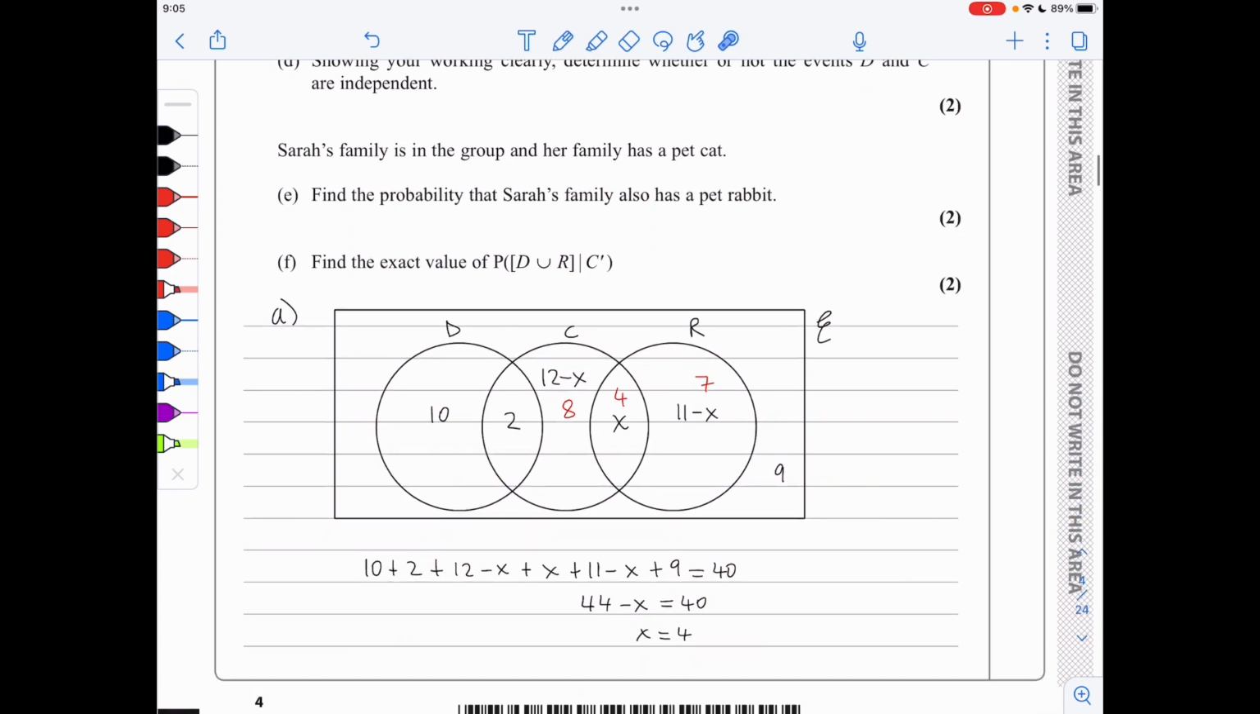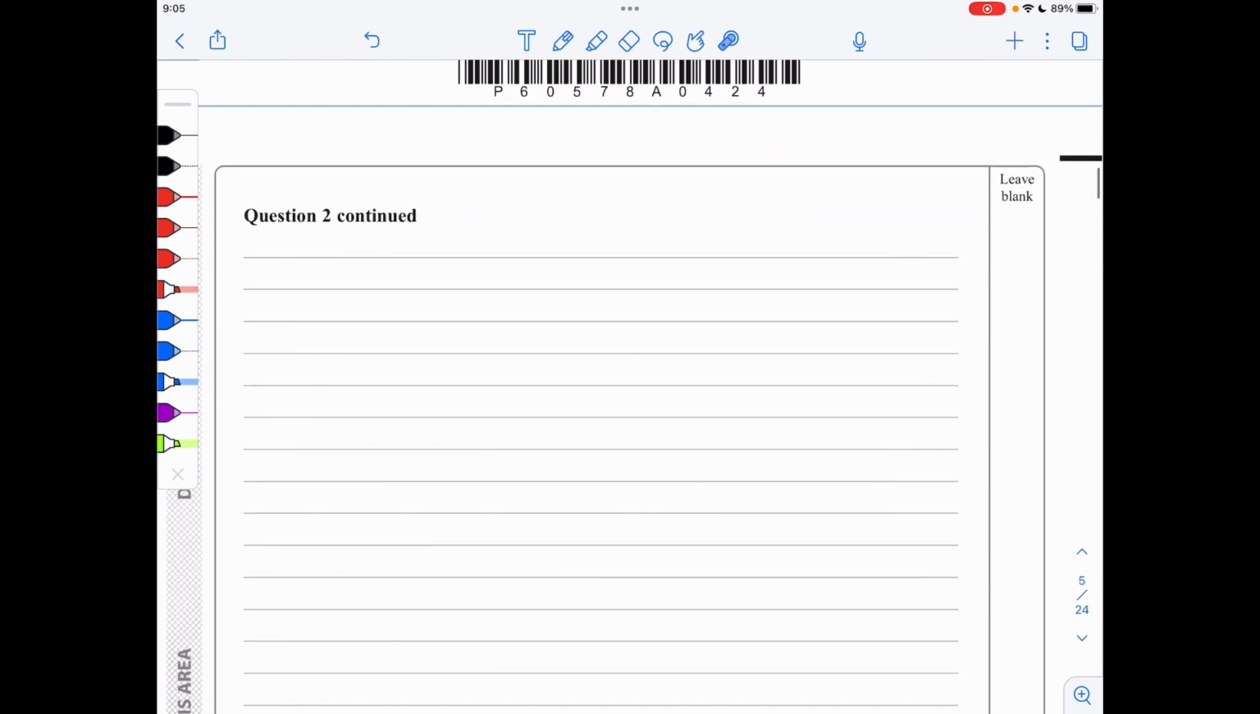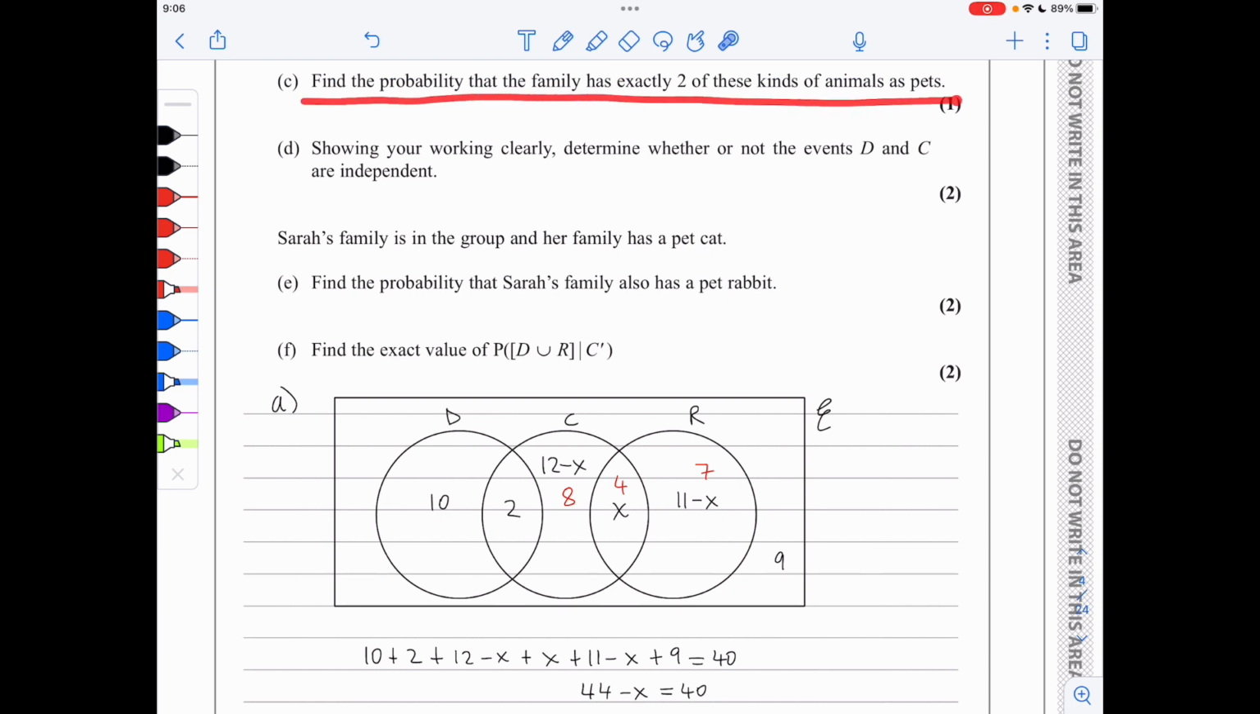So we have already seen that D and R do not overlap. Their intersection is empty, and this is exactly the definition of mutually exclusive events. It's events that cannot happen at the same time. So for part B, we can simply say that it's D and R because there is no family with a dog and a rabbit. In C, we are asked to find the probability that the family has exactly 2 of these kinds of animals as pets.